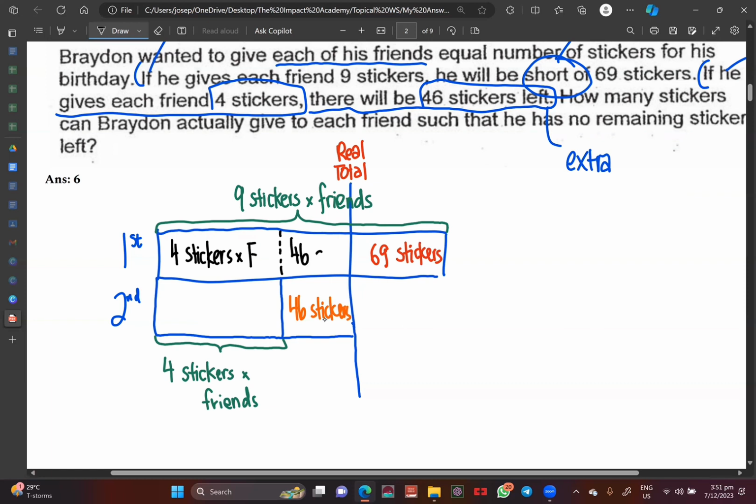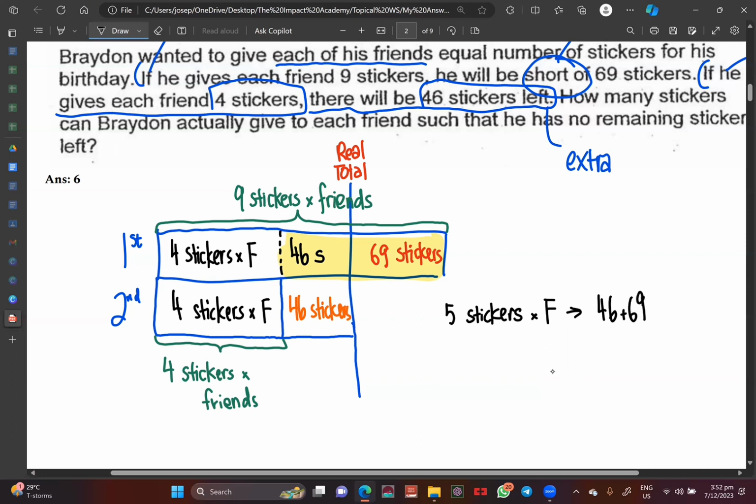This one I will get 46 stickers. Then this one will be the same thing, 4 stickers times friends. Now, can you see that whatever is from here all the way to here, do you agree that this part is actually equal to 5 stickers times friends? Because if the whole thing is 9 stickers times friends, and this is 4 stickers times friends, isn't it true that the yellow part is basically 5 stickers times friends? Am I making sense here? It's actually equal to 46 plus 69 stickers.